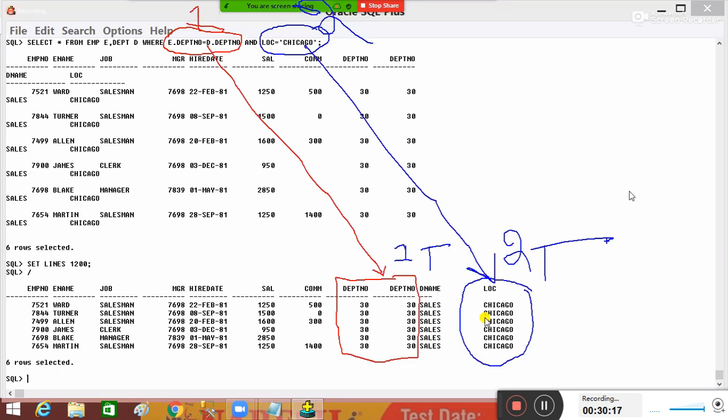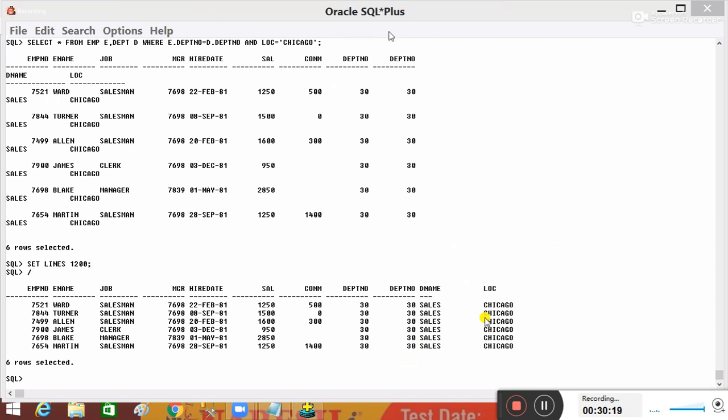Okay, right. So the two conditions we were given are satisfied by how many employees? Six employees in my table. So all six employees' information, we got it. Suppose you have a doubt again, you're asking, sir, how was it working?